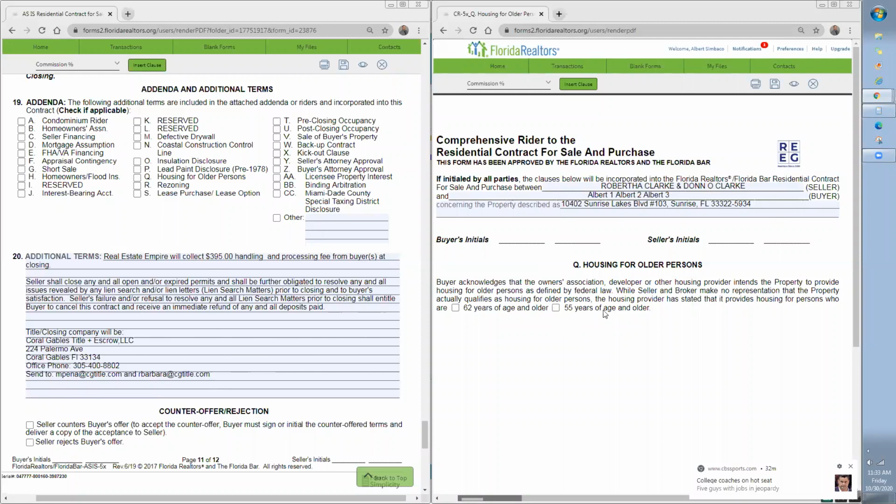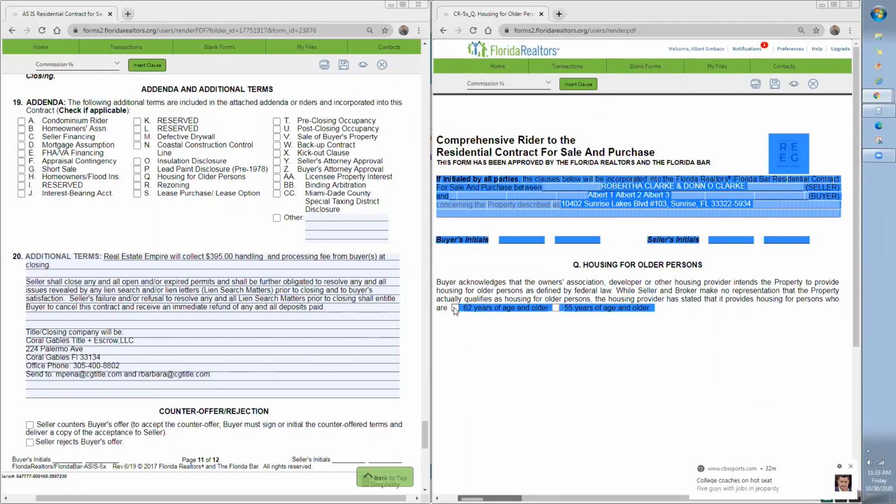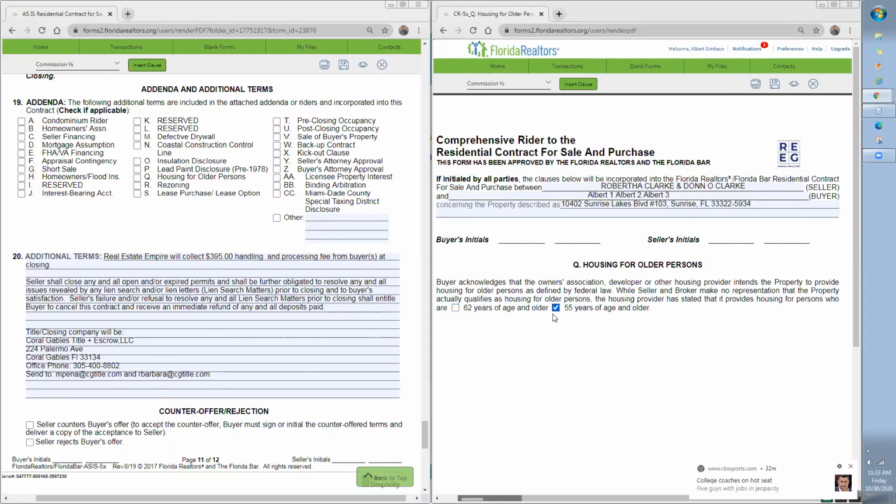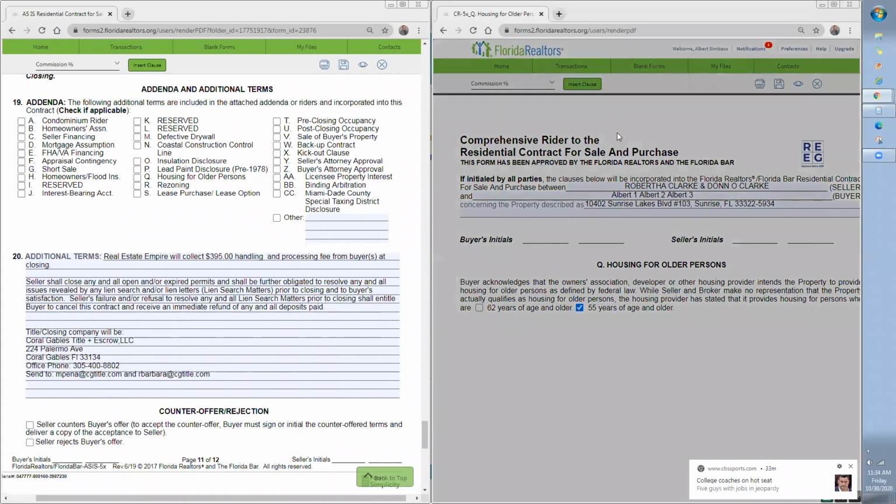And here you select what type of association. Some of them are 55 and older. Some of them are 62 and older. 55 and older is pretty much the norm here in Florida. So you just select that, and then the buyer and the seller need to initial it, both of them understanding that they are aware that the property they're purchasing is at a HOPA association or community. All right, that one's pretty self-explanatory. Not much to talk about there.